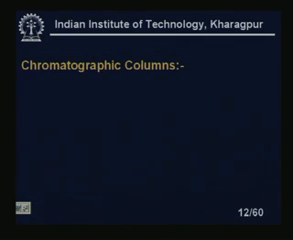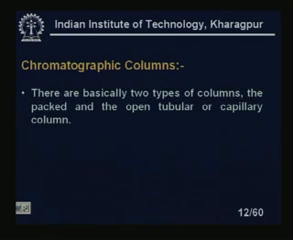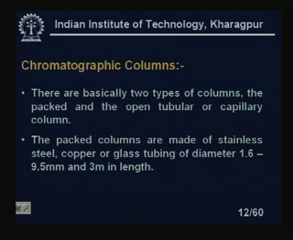Chromatographic columns. So, let us look at the columns first. There are basically two types of columns: the packed bed column and the open tubular or capillary column. That we have already discussed in lesson 35. The packed columns are made of stainless steel, copper or glass tubing of diameter 1.6 to 9 millimeter, and typically 3 meter in length.